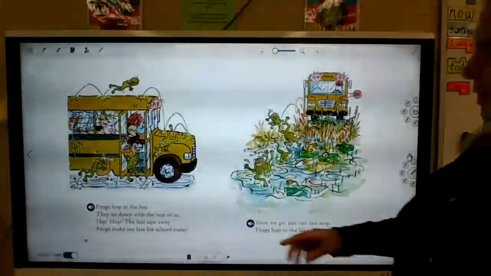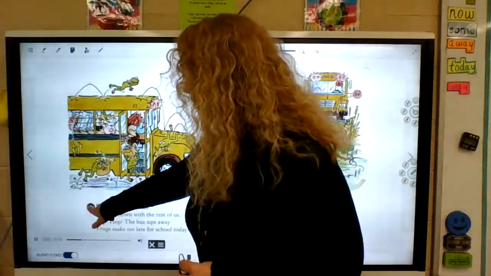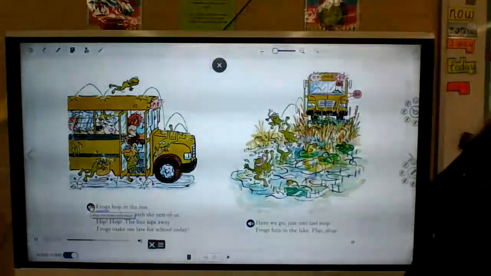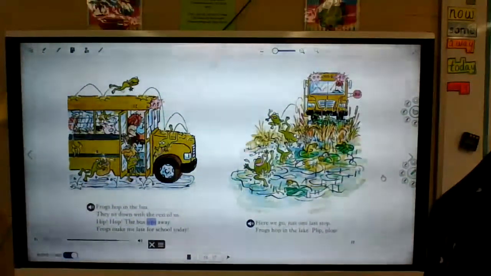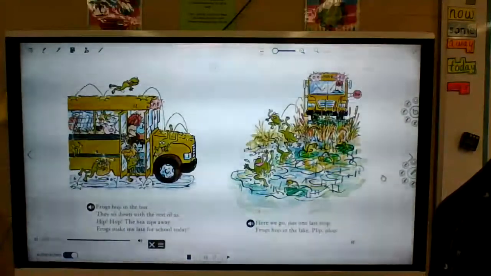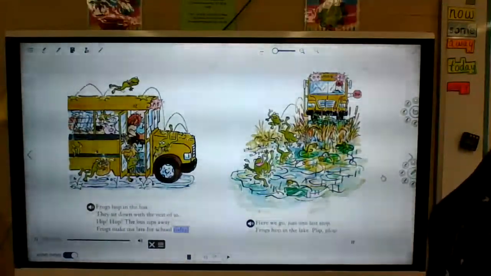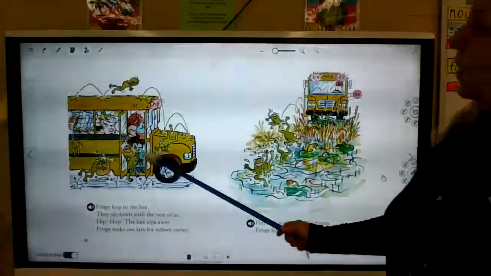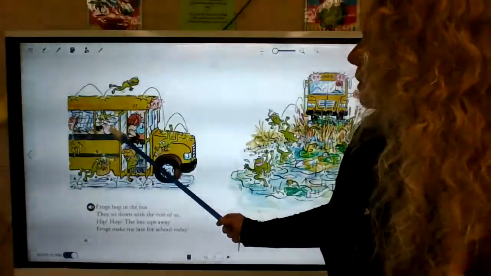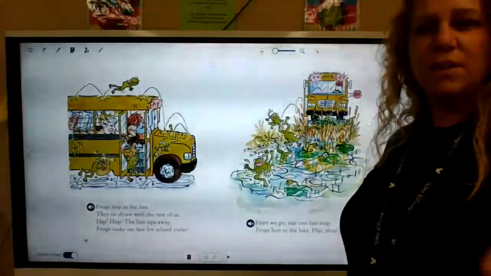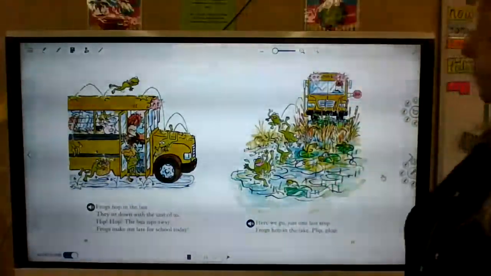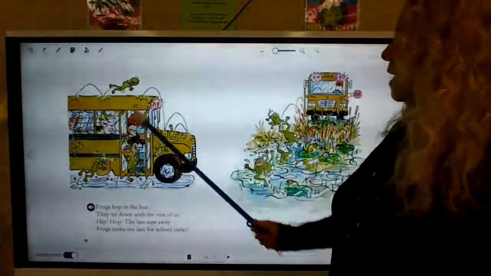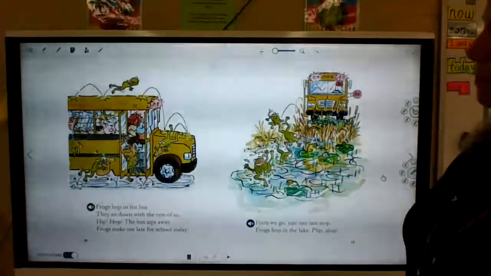Oh goodness. Okay, let's see. Frogs hop in the bus. They sit down with the rest of us. Hip hop, the bus zips away. Frogs make me late for school today. Okay, they do get on. Do you see anybody showing? It doesn't really show them giving the gumdrops away, so maybe it'll show us later. Maybe it won't. Doesn't mean they didn't happen. We just didn't see it happen.